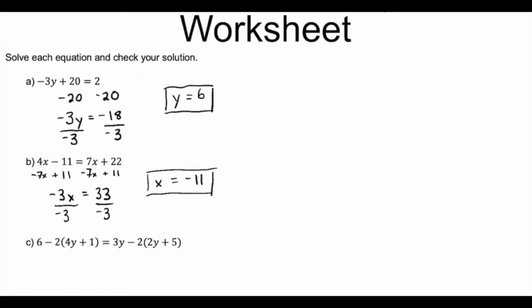Dividing by negative 3 on both sides is going to leave me with a negative result for x. In this case, it is negative 11.